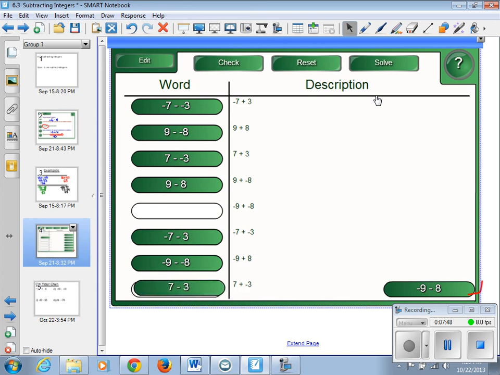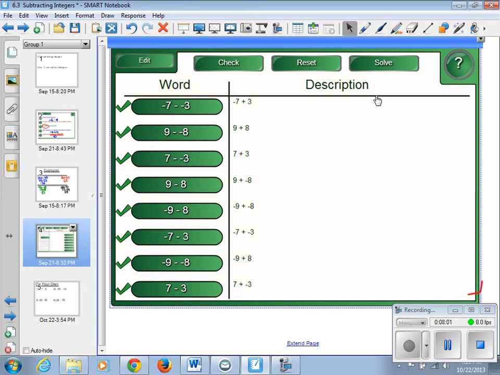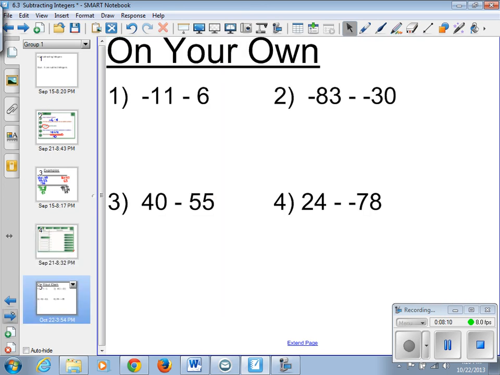And there we go. And negative 9 minus 8 is negative 9 plus negative 8. And lucky for me, that is the last spot we have open. I look it over, and I hope I am correct. And I am correct. Finally, you are to try 4 problems on your own. Please pause the screen now or pause the slideshow and try these problems.